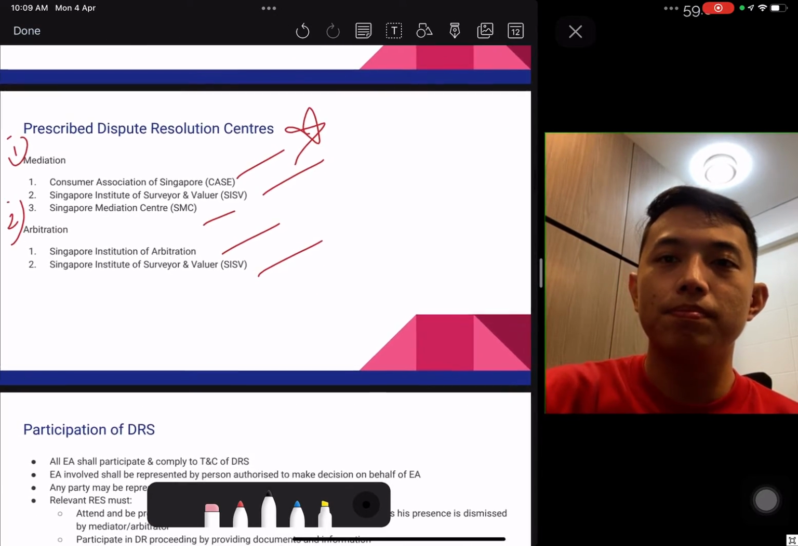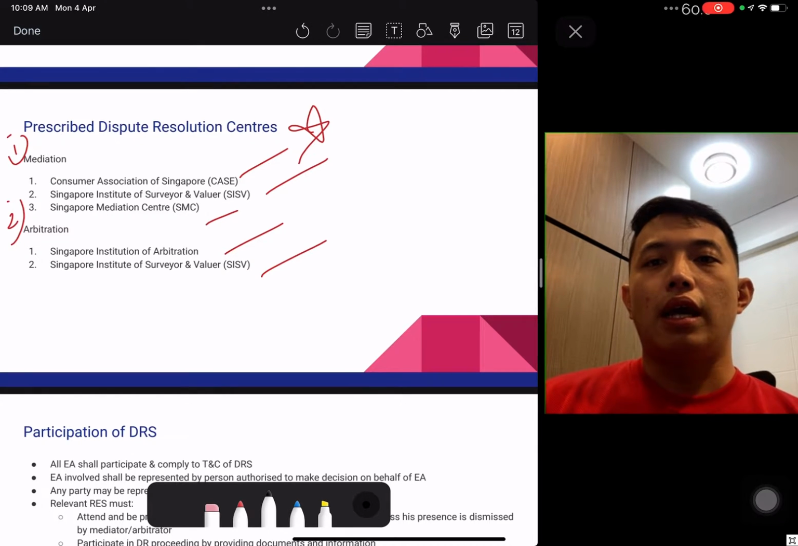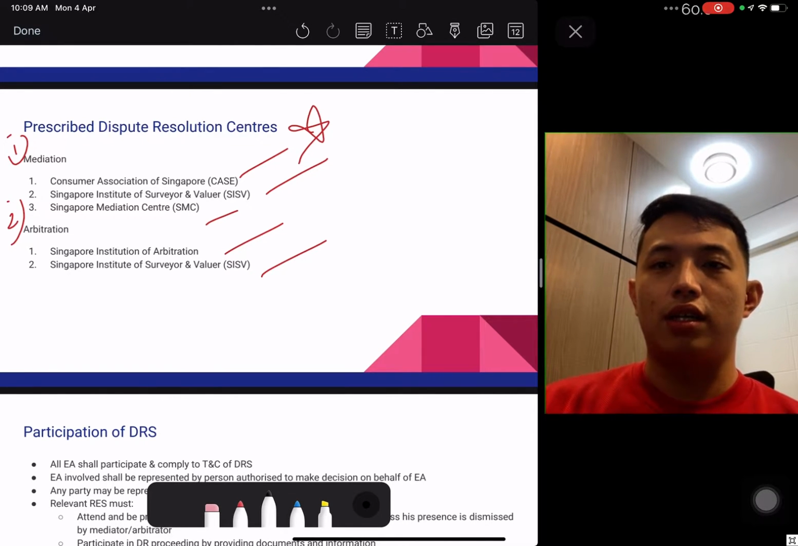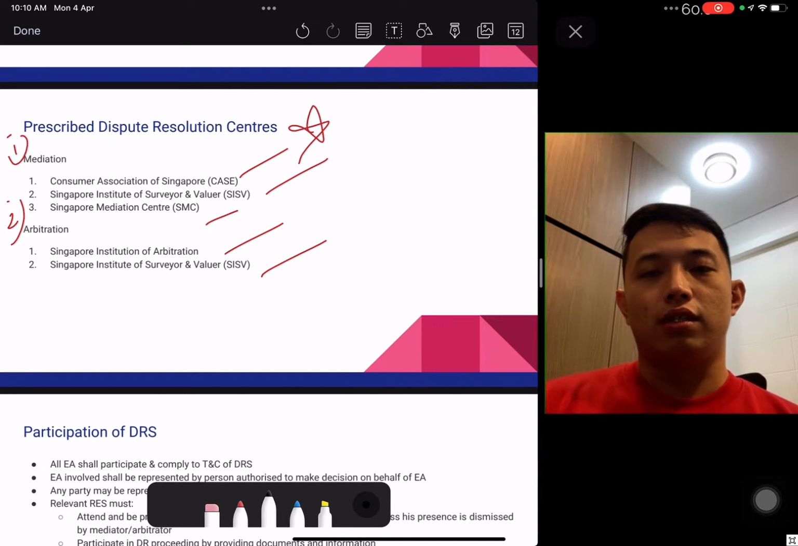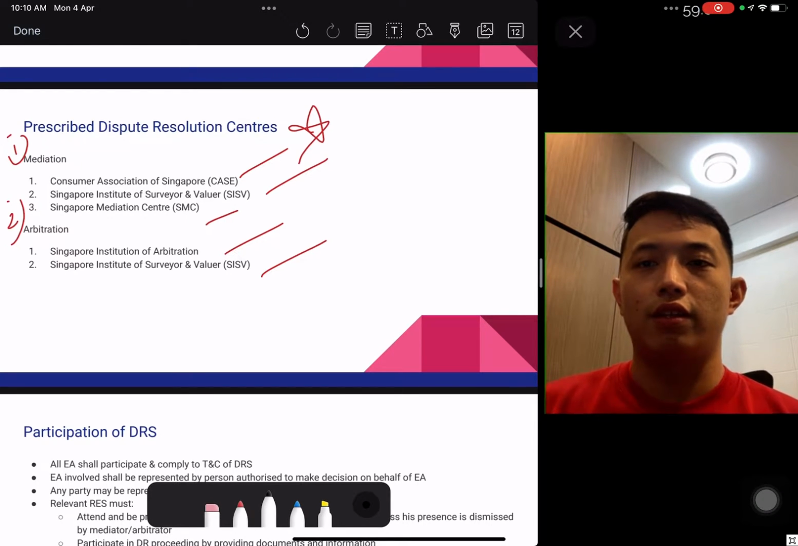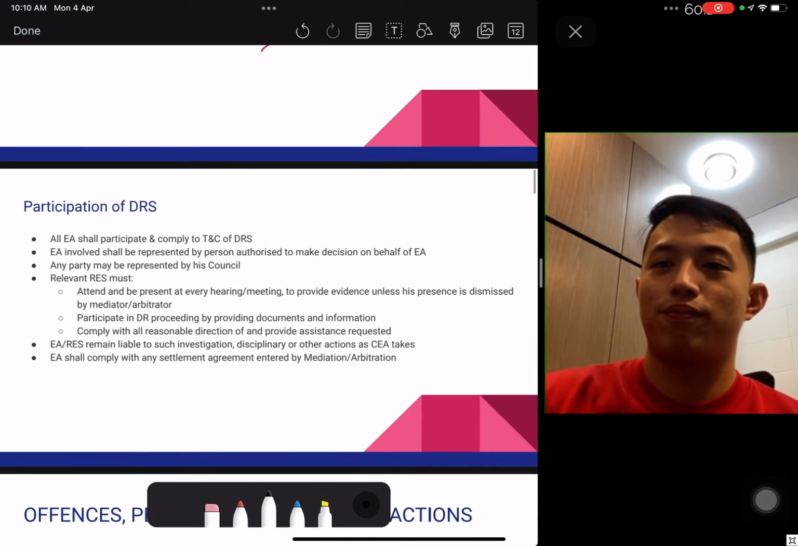If anything goes beyond that, you have to move out of the arbitration to take legal action against each other. For the prescribed centers, for mediation, there is the Consumers Association of Singapore, SISV, Singapore Institute of Surveyors and Valuers, and Singapore Mediation Centre, SMC. For arbitration, there is SIArb, Singapore Institute of Arbitrators, and Singapore Institute of Surveyors and Valuers. It's easy because you have SISV for both, so you just need to remember one for each. A total of 2 each is enough. This can be tested.